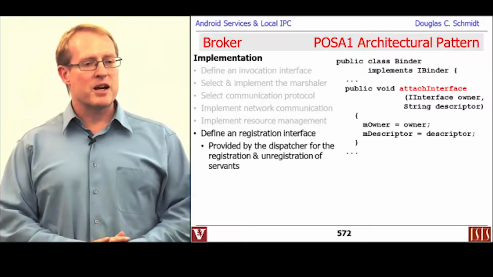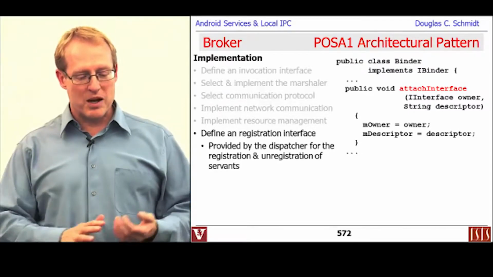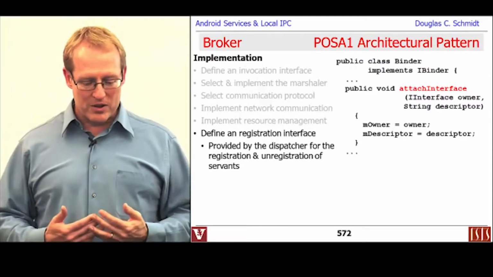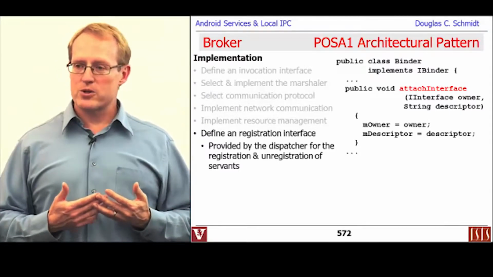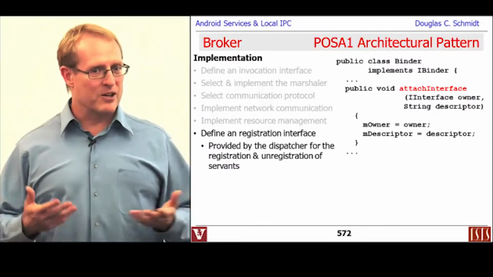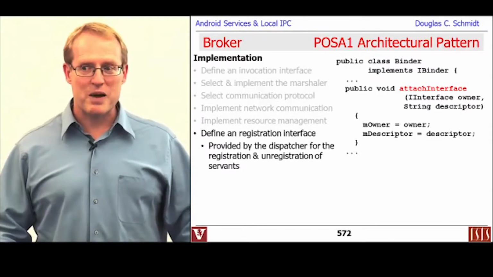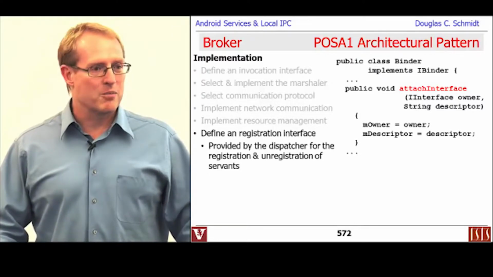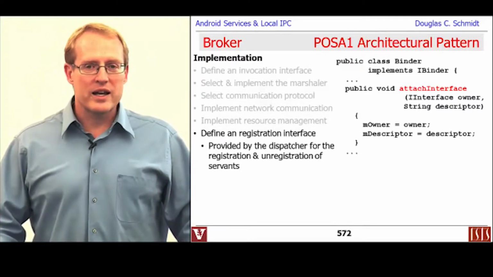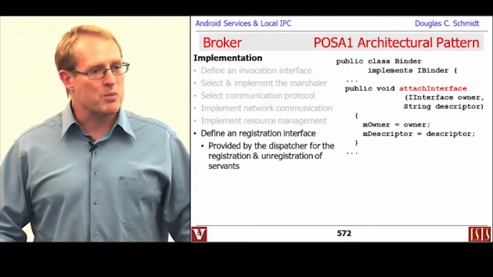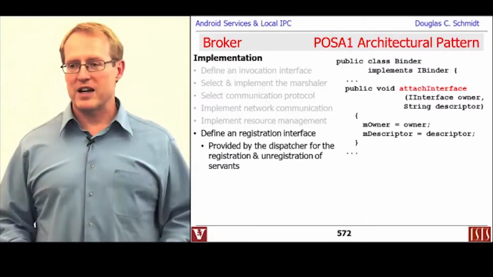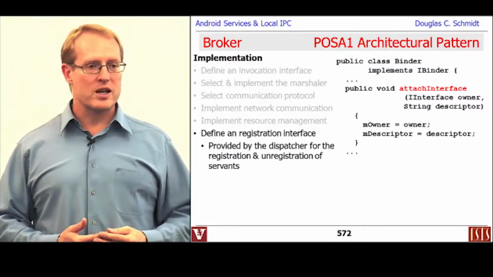Another thing that you need is some kind of registration interface that's used by the dispatcher to be able to register and unregister servants. Servants, keep in mind, are the things that actually get requests dispatched to them by the underlying broker middleware. So in the context of general purpose distributed computing, people have defined things like object adapters to do this kind of stuff.